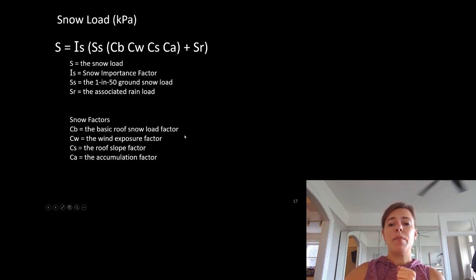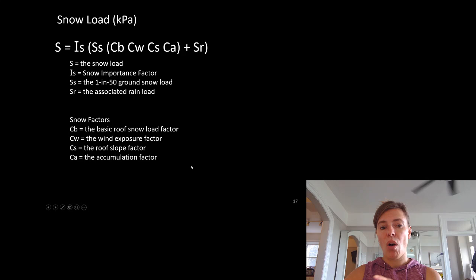Then we add some factors. We have some factors that we need to add to this. So we have CB, CW, CS, and CA. These are all things that are dependent on the specifics of our building or where our exact building is in terrain. So these two things are where we are globally, or nationally, if you want to call it that way.